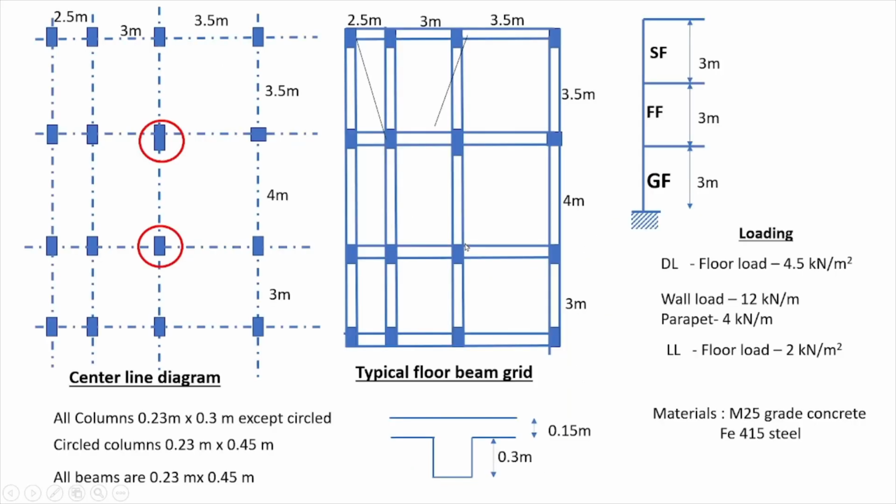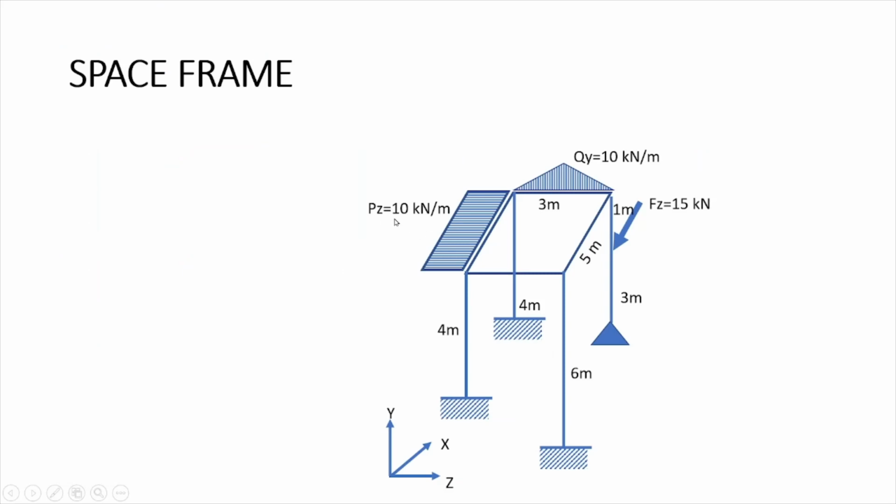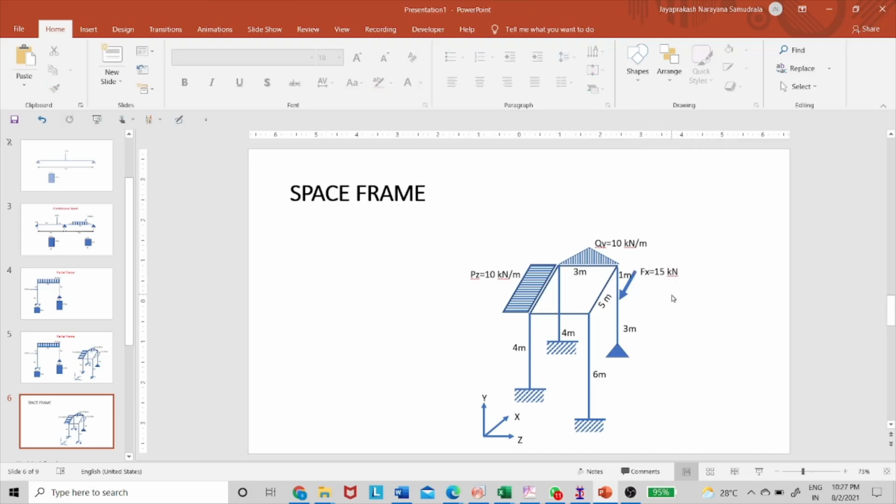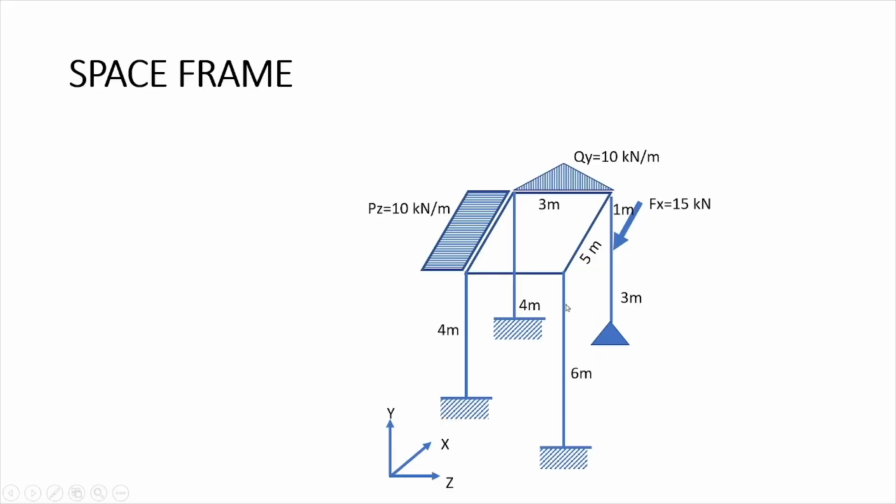So there is a UDL. This is the UDL PZ in the Z direction, 10 kilonewton per meter on this 5-meter beam, and there is a QY. So there is a vertical load in the Y direction, a triangular load of 10 kilonewton per meter, and this one is the X direction. So Fx is 15 kilonewton, a point load.